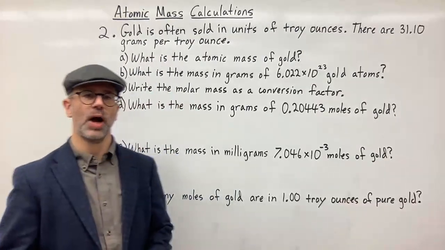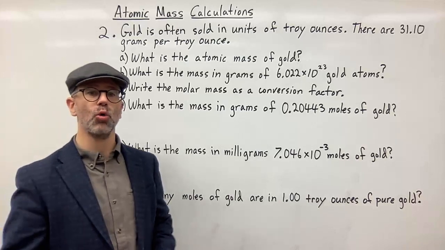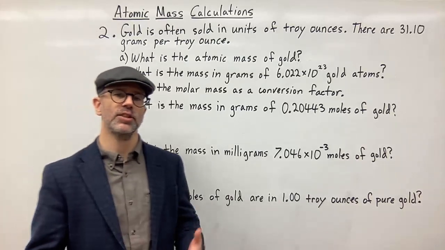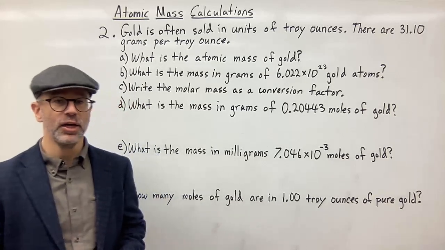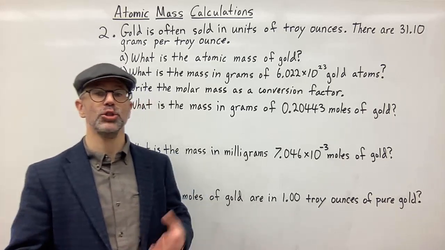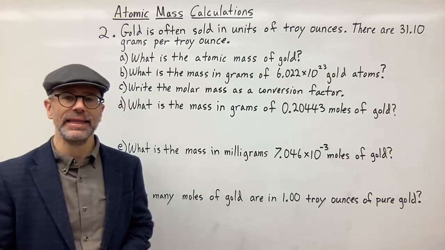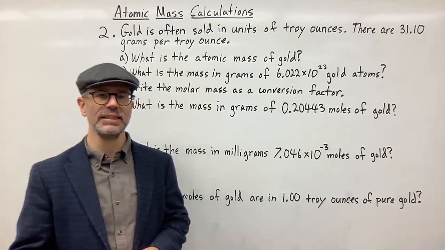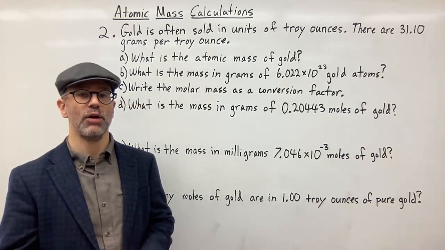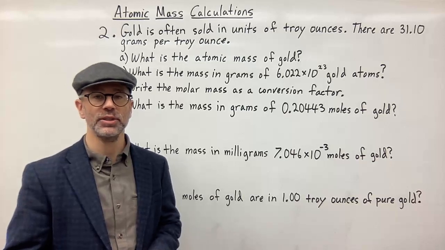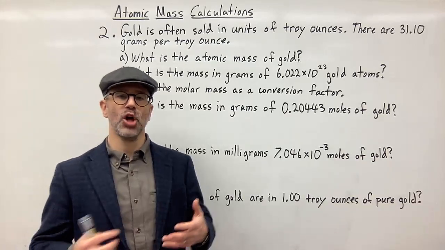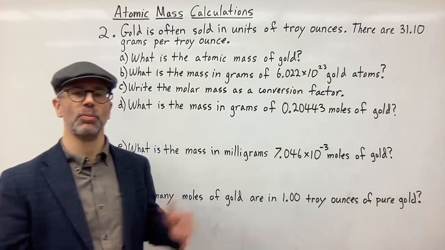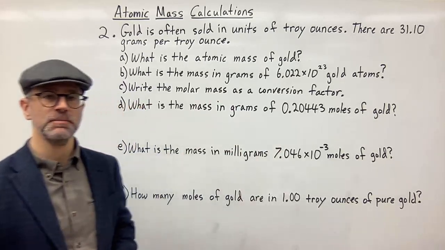Okay, so problem number 2. Now we're dealing with gold here. So gold is often sold in units of troy ounces. I don't know if you knew that, but that's a unit of gold, troy ounces. And there are 31.10 grams per troy ounce, meaning 1 troy ounce is equal to 31.10 grams. So let's use that information to help us answer some questions.